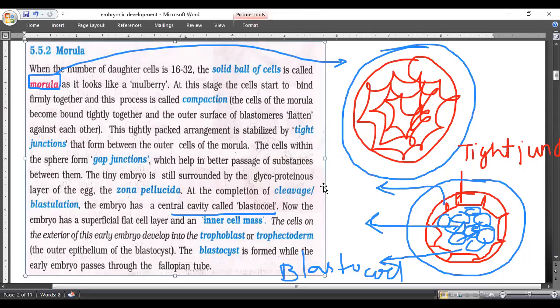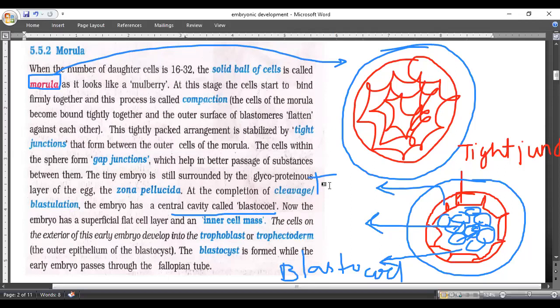So here I am trying to label trophoblast. This is trophoblast, and this is inner cell mass. Trophoblast and inner cell mass. That is the thing I just made, two diagrams to be here.